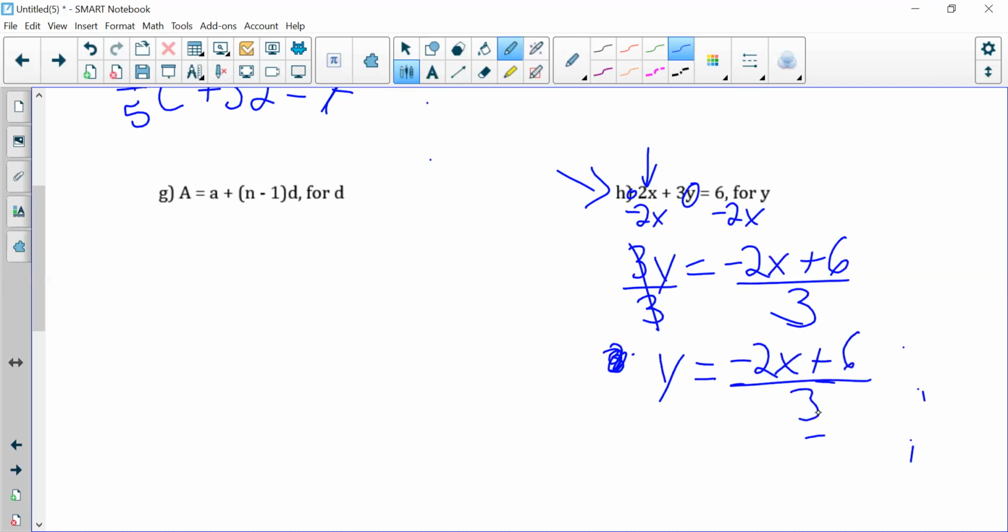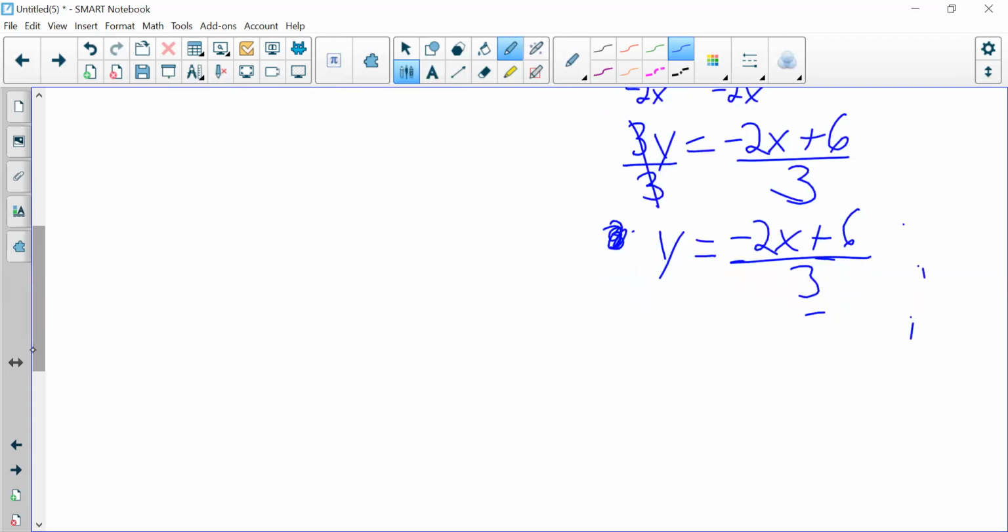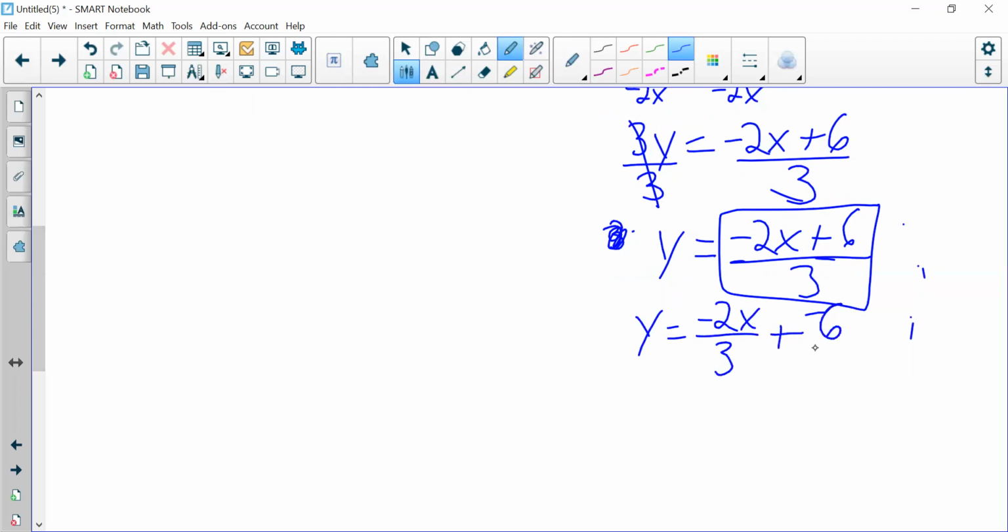Now, the reason this is in the regular algebra 2 video and not the intermediate algebra 2 video is I've got one extra step that I need to do here to be completely proper. And what that is, I need to split up this fraction. All right. Because I have a common denominator here, I can split this into two pieces. So I can say y equals negative 2x over 3, or negative 2/3 x, plus 6 over 3.